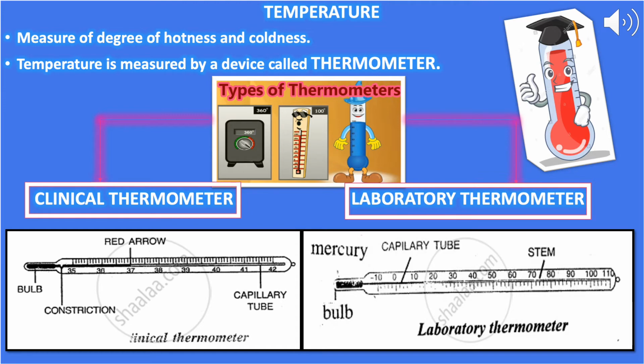Why is it so? Because there is no kink. If you take out the thermometer from any solution or substance whose temperature you want to measure, then the mercury will fall down and you will not be able to read the temperature. So, these are some of the precautions which you have to follow while using the clinical thermometer and the laboratory thermometer.